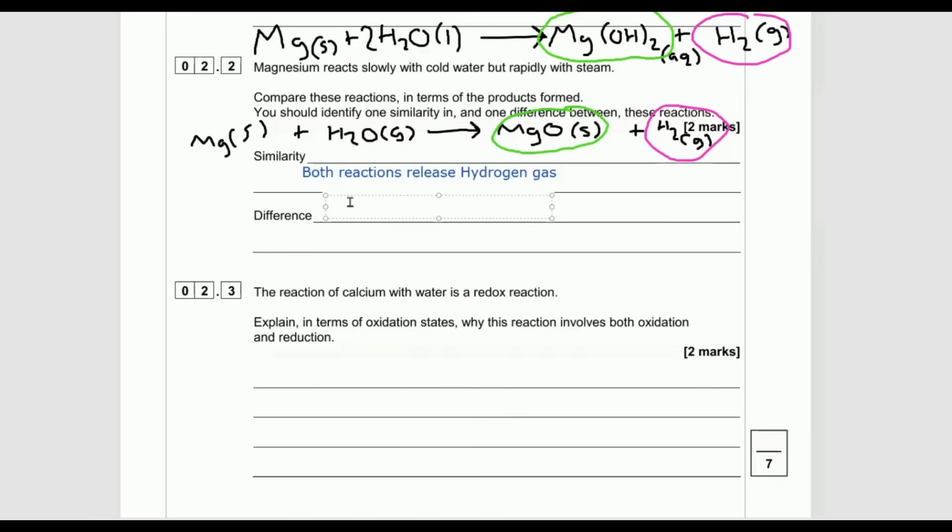All we have to do is say the difference here. The observations are quite difficult, so we're just going to say magnesium hydroxide. You don't have to do the formula. You could just write it formed with water, but with steam.